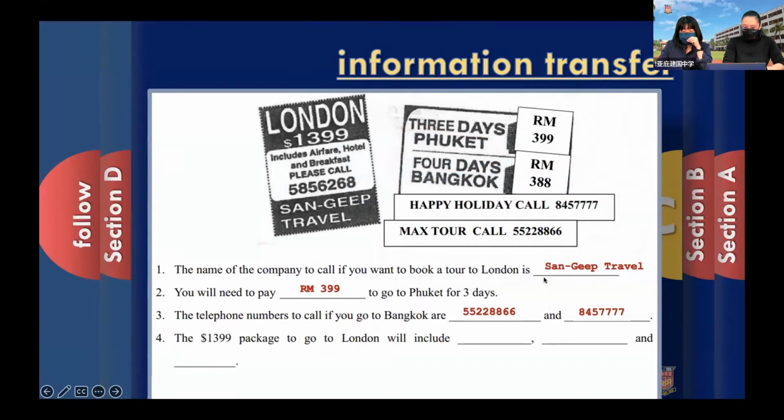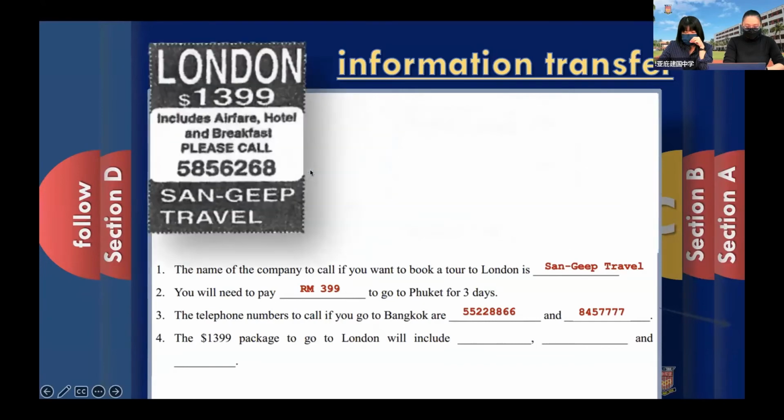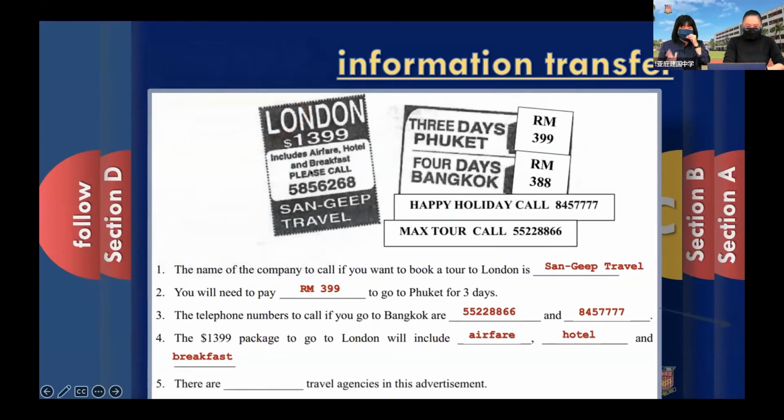Now, the 1399 package to go to London will include, what will it include? So spot the keyword London, so we know that we have to find the answer from here. What does it include? What's the meaning of include? Include means it covers. What does it cover in that 1399? Airfare, hotel, and breakfast. Very good. Okay, very good. Let's check the answer. So basically, we just find the answer and transfer here. Airfare, hotel, and breakfast.